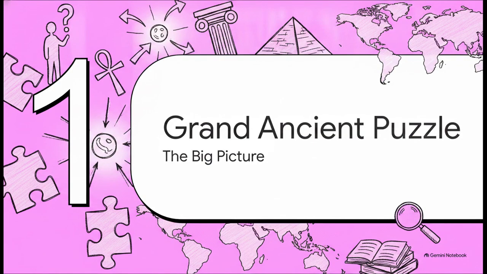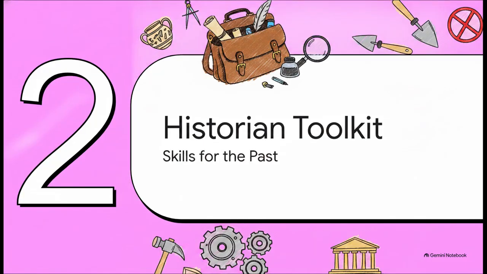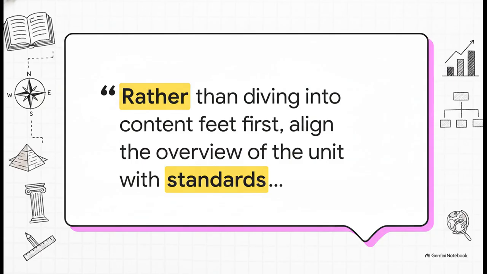Section 1. The Grand Ancient Puzzle. Section 2, your historian toolkit. Our guiding principle reminds us that, rather than diving into content feet first, align the overview of the unit with standards that meet the basic level knowledge for the course.